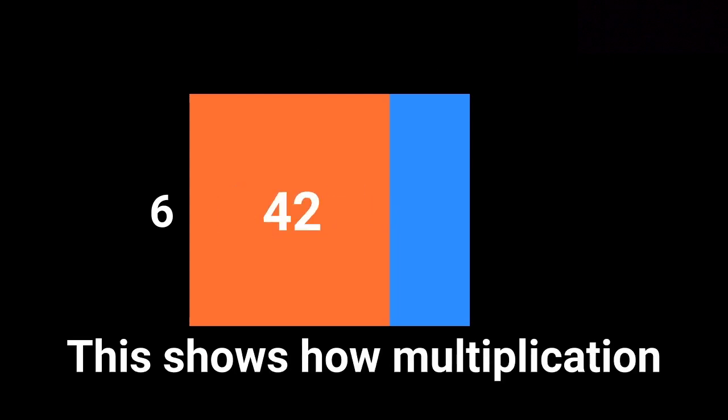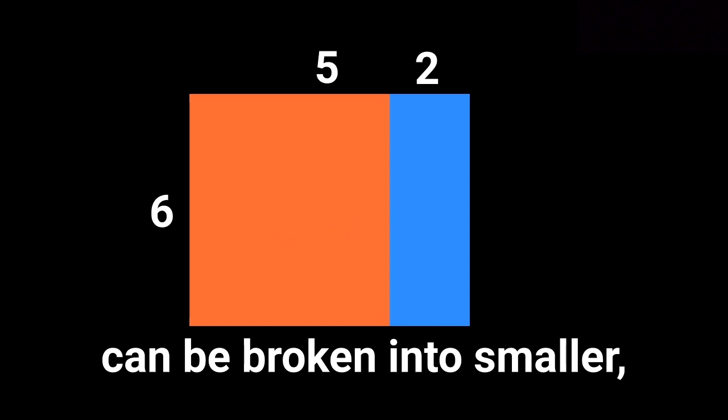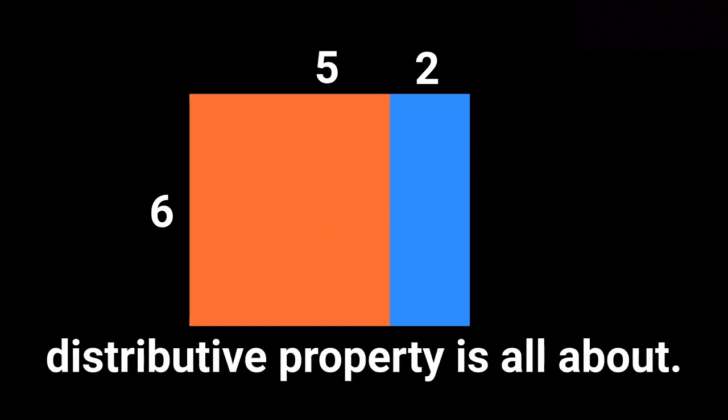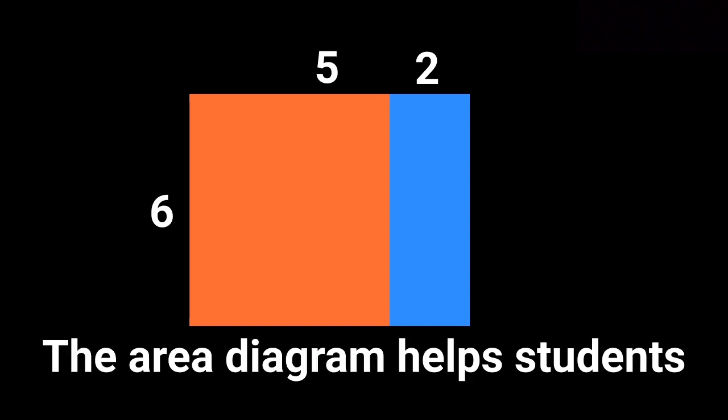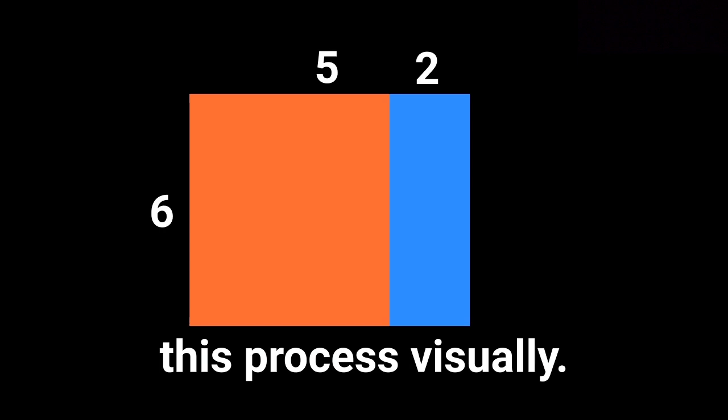This shows how multiplication can be broken into smaller, easier steps, which is what the distributive property is all about. The area diagram helps students see and understand this process visually.